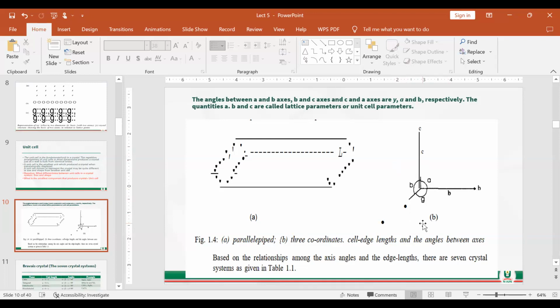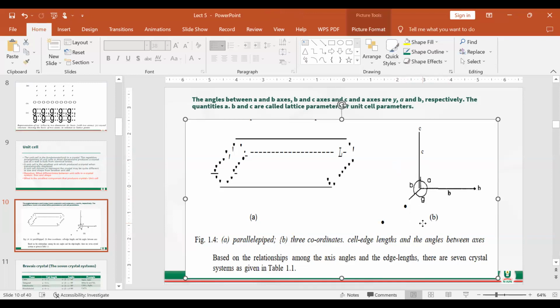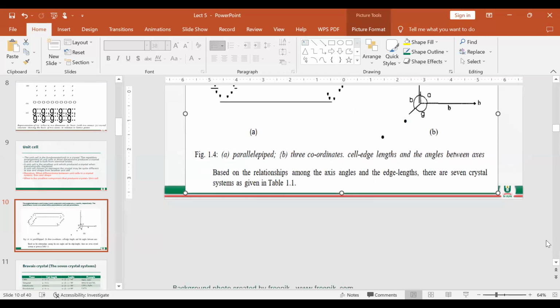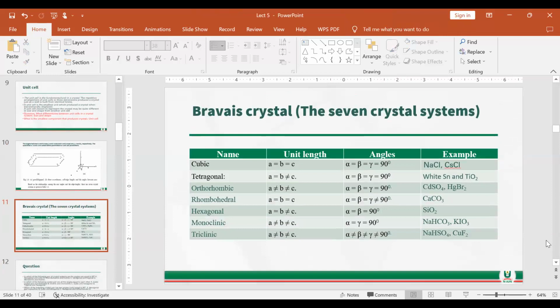You have 3 different lengths, and out of these, there will be 3 different angles. One is normally called alpha, one is called beta, and the other one is gamma. So based on the size of the length, how the length is related to the other lengths, are all the sides equal, or are two sides equal, are all the angles equal, or are two of the angles equal? Based on that, we can have different crystals, and that classification is called Bravais classification of crystal. There are 7 crystal systems based on the Bravais classification.